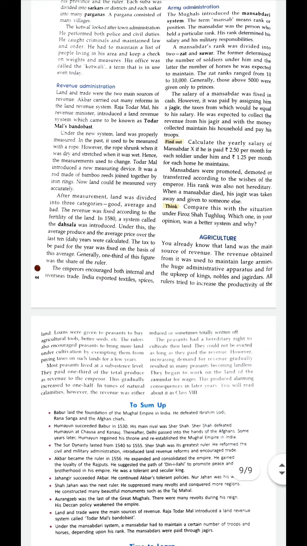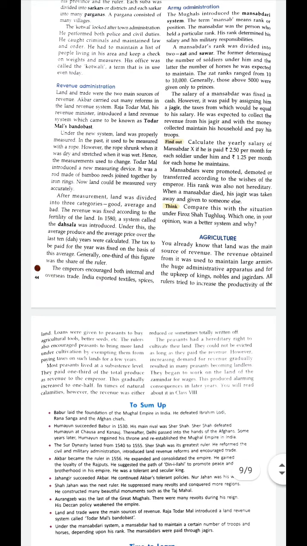And most peasants used to pay 1/3 of the total produce as revenue to the emperor. And later, it was decreased to 1/2. Clear? So, in times of natural calamities also, we could see that the peasants do not have to pay any taxes.